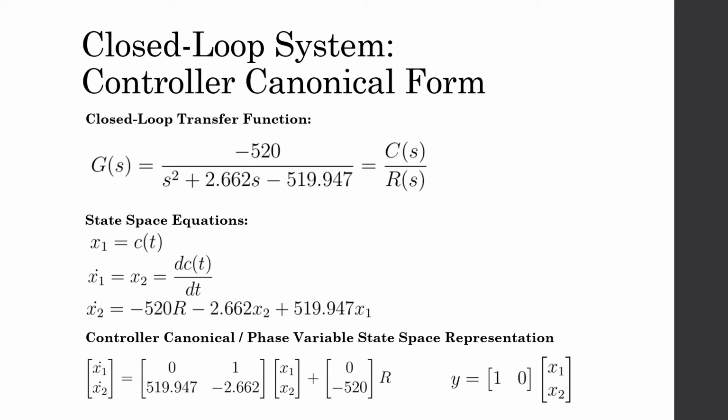To find the controller canonical form of the closed-loop system, we derive the state space equations from the transfer function. We set state x1 equal to c of t, and the derivative of state x1, or x1 dot, to be x2. Since our transfer function is a second-order system, we then simplified the derivative of state x2, or x2 dot, to be in terms of x1 and x2 by isolating the s squared term. The state space representation is shown at the bottom in controller canonical or phase variable form.